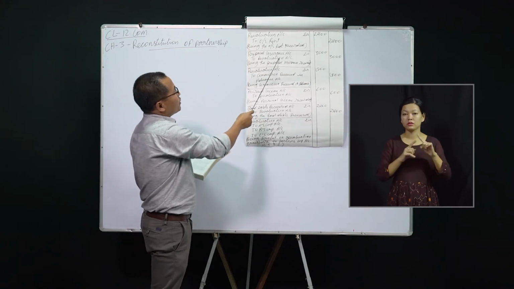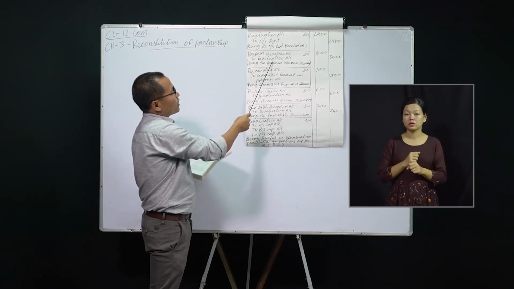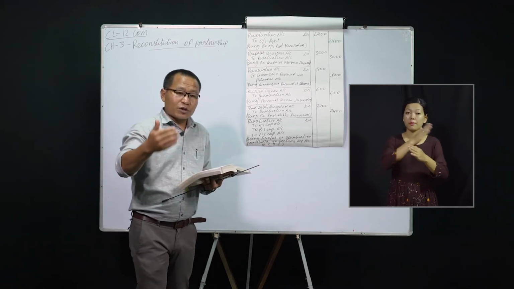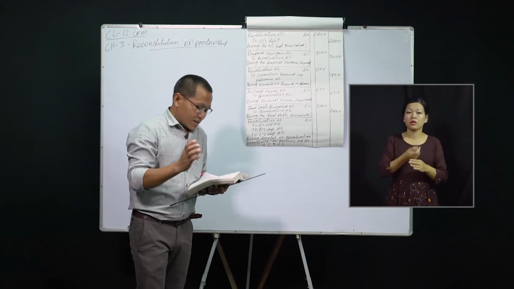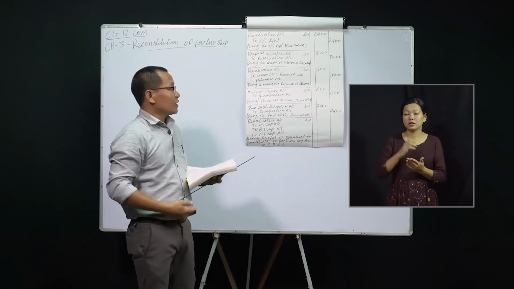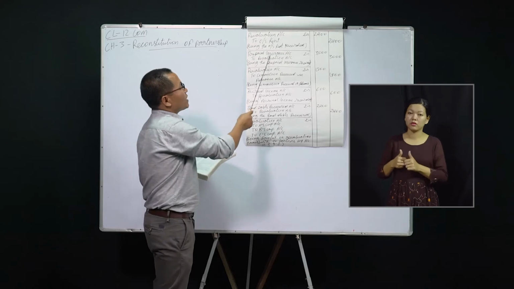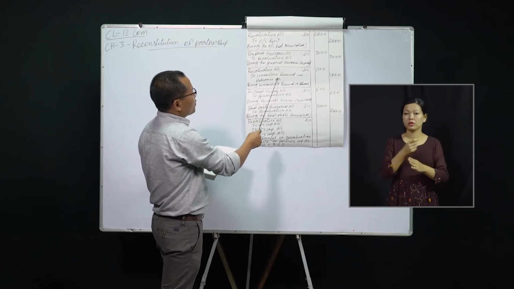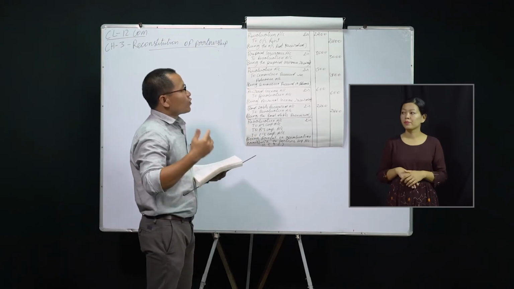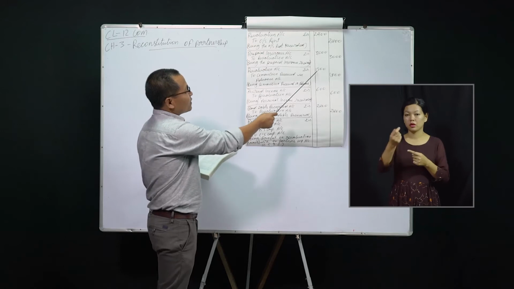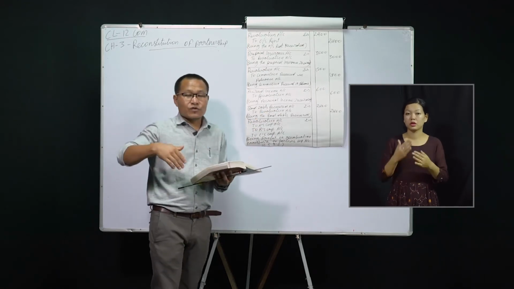Next is prepaid insurance to revaluation account. That means insurance was already paid, and it was decided that it will be carried forward to the next financial year. Therefore, it is recorded as prepaid insurance. Revaluation account debit to commission received. That means it has already been received in advance, 1,800. Advance receipt of commission.